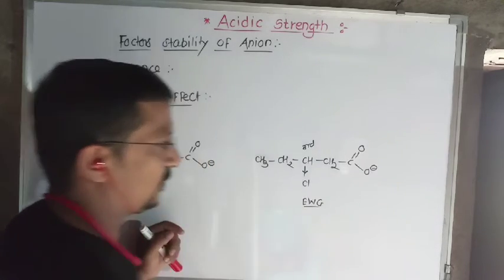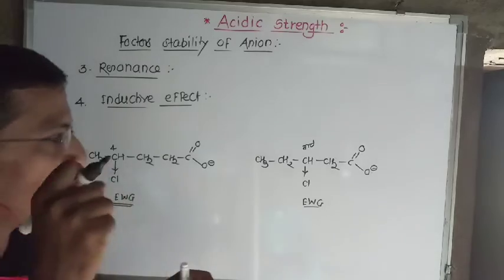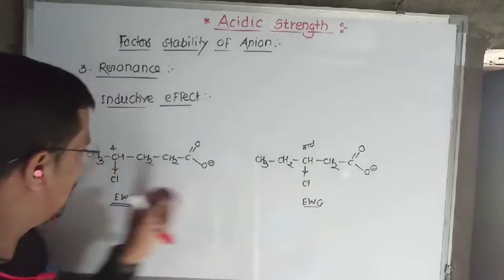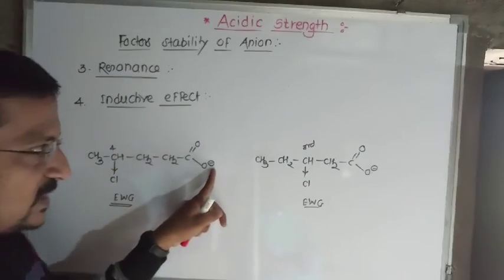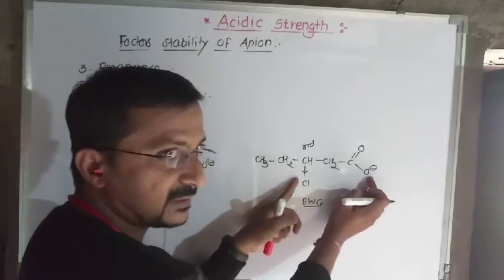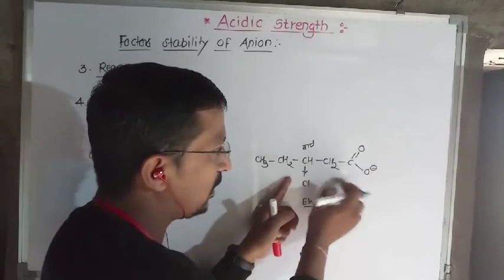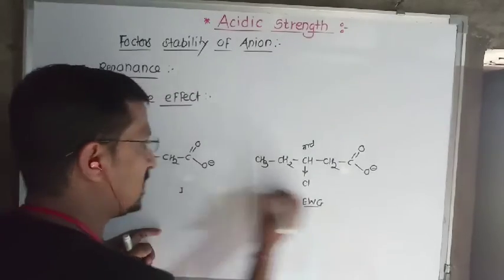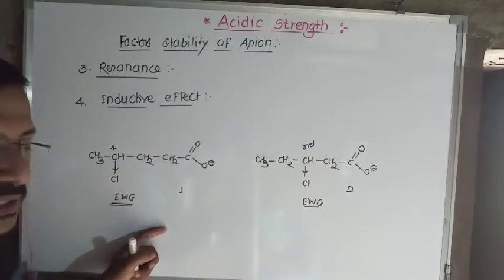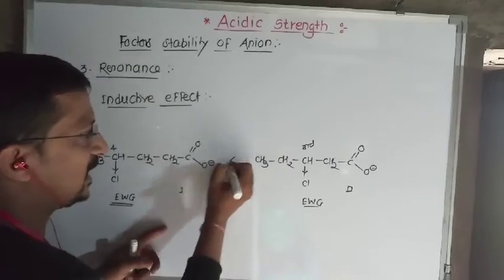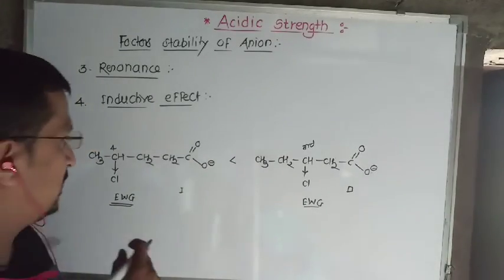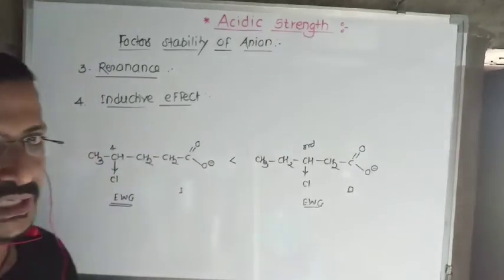Okay, so the extent of electron withdrawing character of chlorine from this oxygen, if you consider, the distance is less in this case, but here the distance is more. So the negative charge is withdrawn more effectively in the second case rather than the first case. So the second is more acidic in nature than the first case.